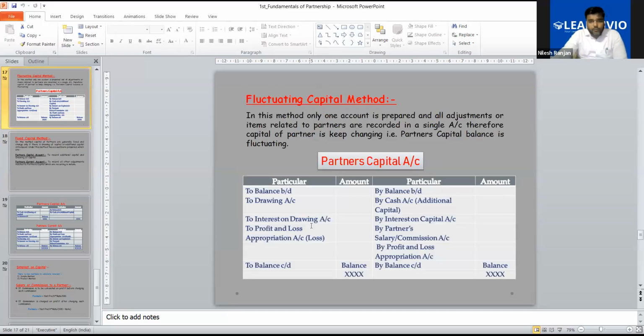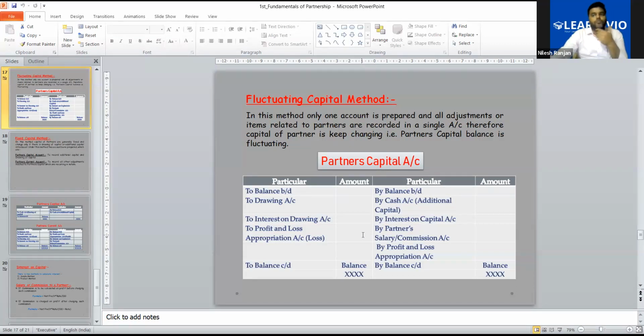So you can see the format of fluctuating capital method and all the items are written here, like interest on drawing, profit and loss appropriation account or share of loss, cash account if additional capital, interest on capital, partner salary, commission, and share in profit. So all these items are written in capital account.